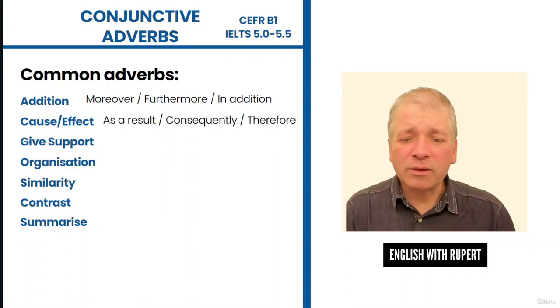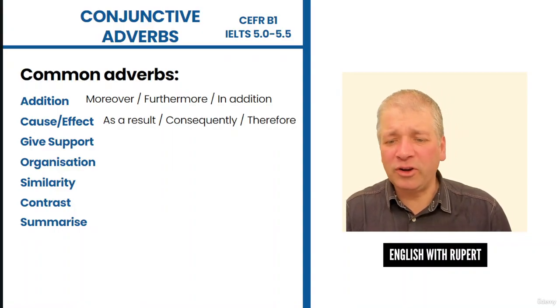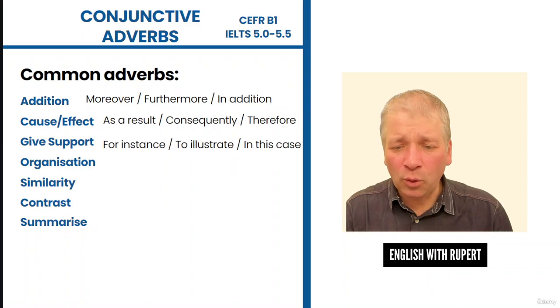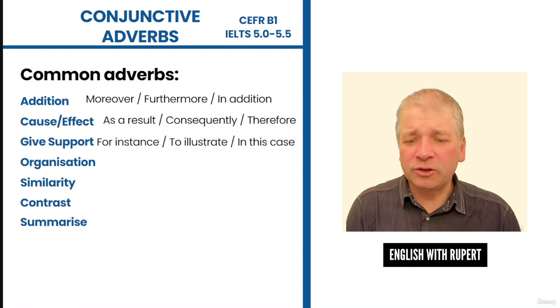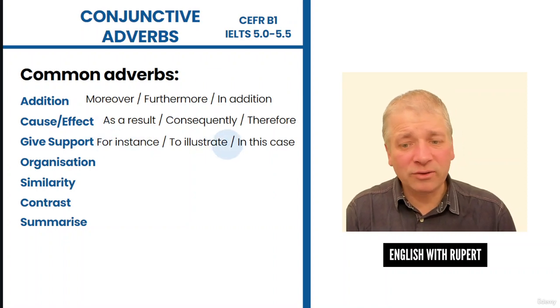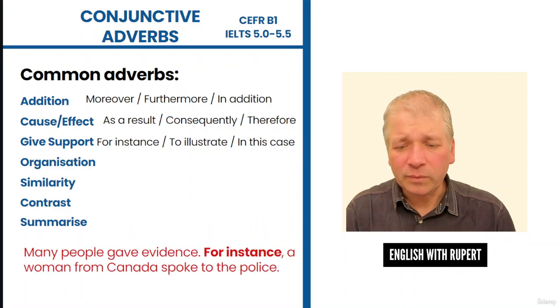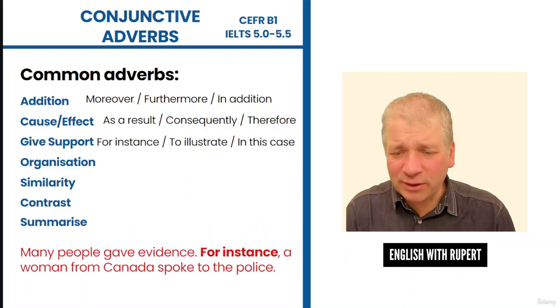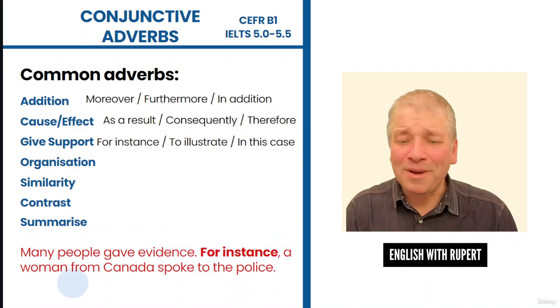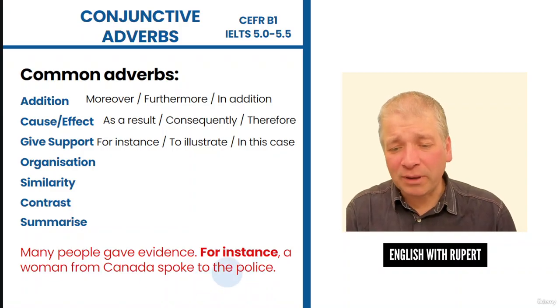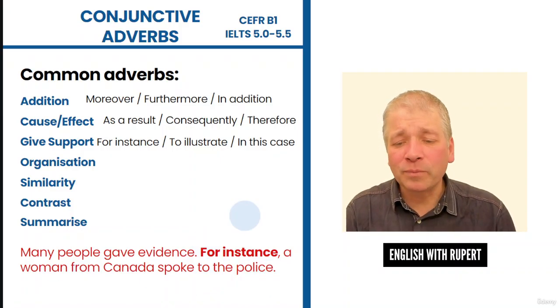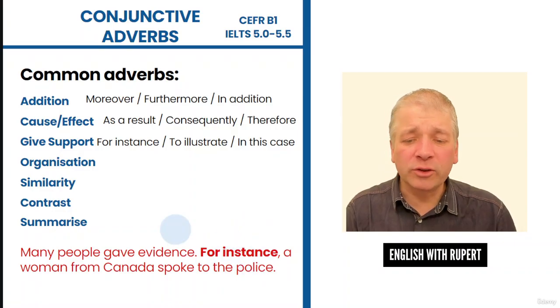Another type of adverb, which is conjunctive, is to give support to some information that came before. And words that could do this are, for instance, to illustrate, or in this case. Here's an example. Many people gave evidence, and for instance, a woman from Canada spoke to the police. So a woman from Canada spoke to the police. That's one example that gives support to the previous idea.